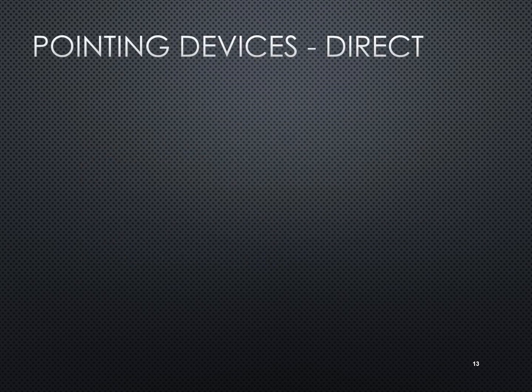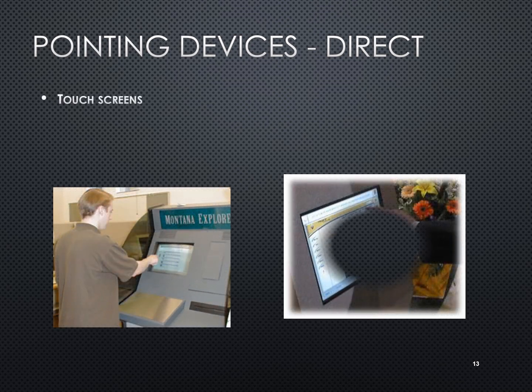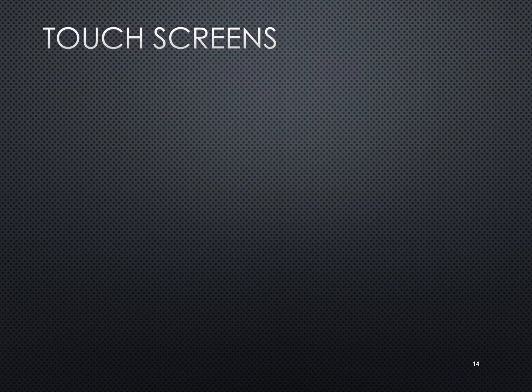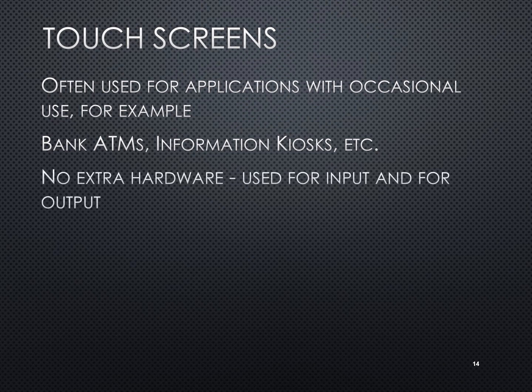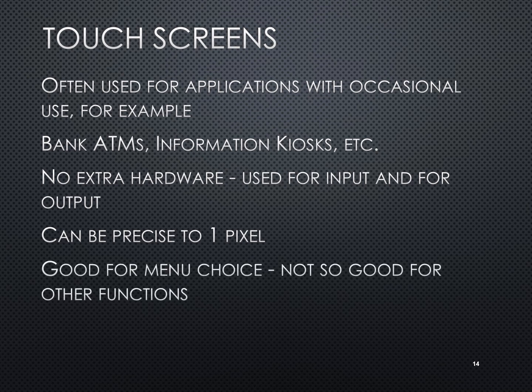Like pointing devices, direct. Touch screens are direct. Now let us learn about touch screens. Often used for applications with occasional use, for example, bank ATM, information kiosks, etc. No extra hardware used for input and for output. Can be precise to 1 pixel. Good for menu choices, not so good for other functions.